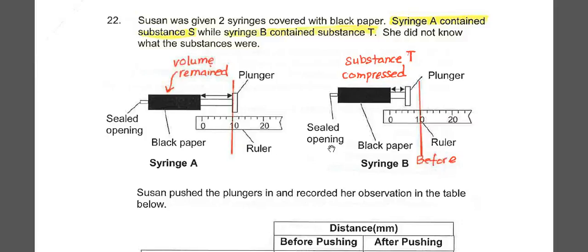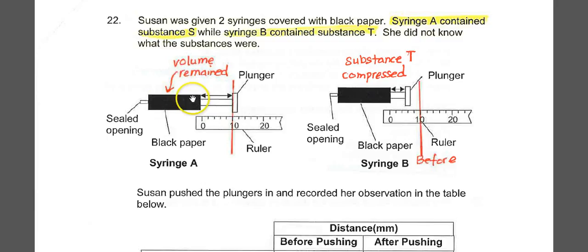Now these are very common questions. 2 syringes, one of them contains substance S. A inside is substance S, and B inside is substance T. Okay, for this case, it compressed. When it presses from 10, it went into somewhere 5 or somewhere 7, all right? Press inside. For this one, 10, you press it in, it still remains at 10. Right? It means this one could not compress.